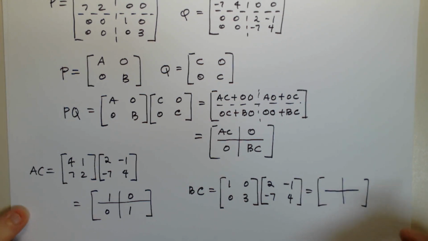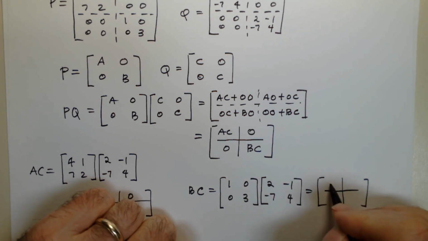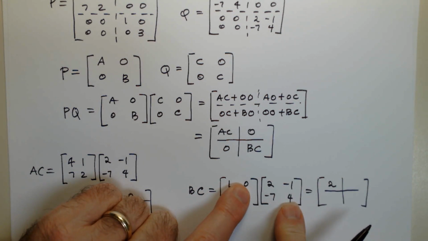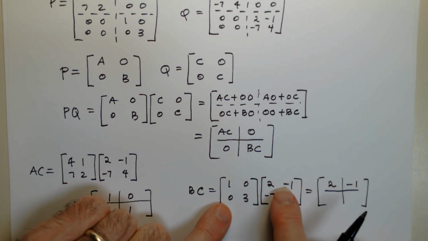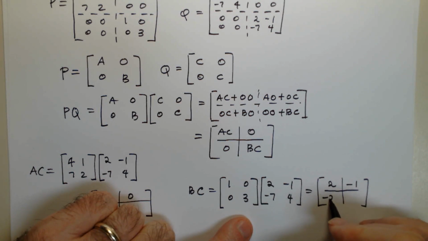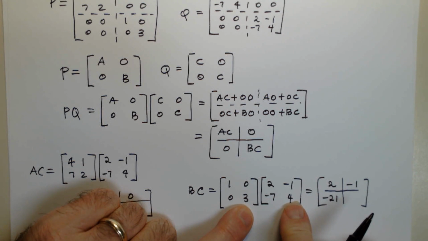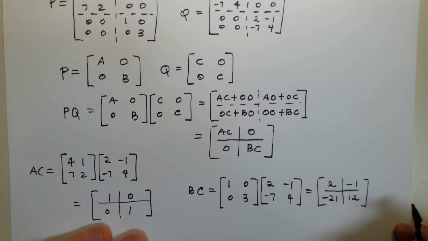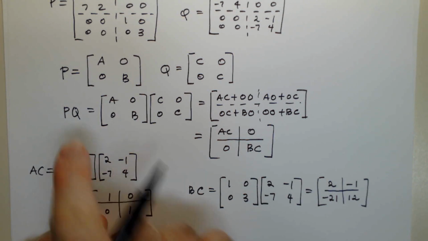We know the result's going to be 2 by 2, and we just have to carry out the dot products here. We're going to have 2 plus 0, so that's going to be 2. We'll have negative 1 plus 0, negative 1. We're going to have 0 minus 21, and then we'll have 0, 12. Okay, so that's the product b times c. Now all we have to do is bring these back and write out the final form of p times q.